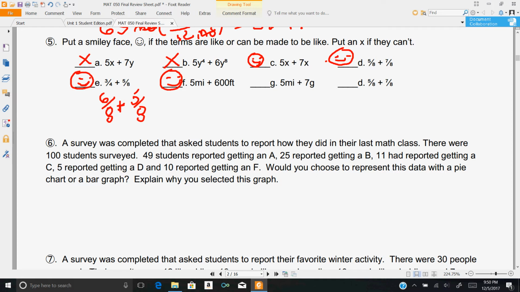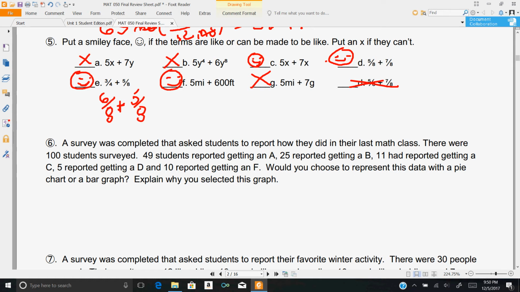So that gets a smiley face as well. Miles and grams, we cannot change miles to grams. We cannot change grams to miles. They are measurements of different things. There's no reason to add those two together. And D I didn't change, so don't worry about that. That would be a smiley face, though.